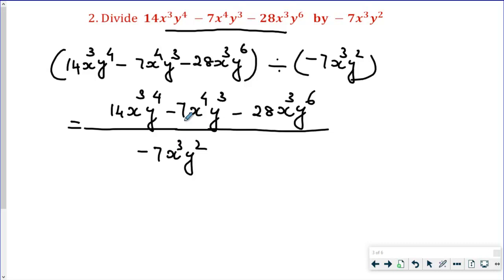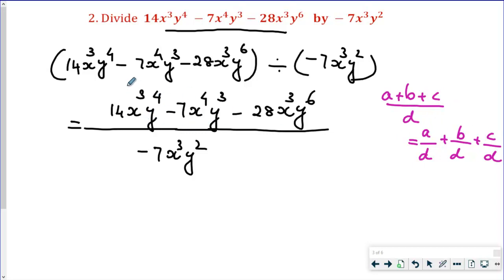So here in the numerator there are 3 terms, but in the denominator there is only 1 term. Now in the case of a fraction, if a plus b plus c is divided by d, the numerator has 3 terms and the denominator 1 term, so the fractions are a by d, the first fraction, b by d, the second one, and c by d, the third one. Similarly, this is the first term, this one is the second term, and this one is the third term.